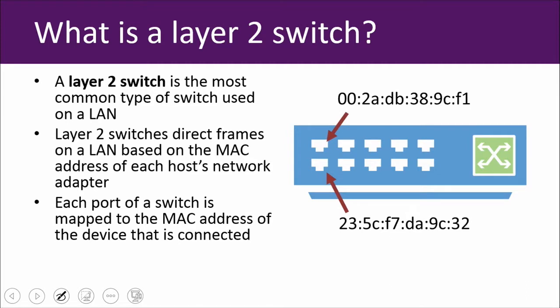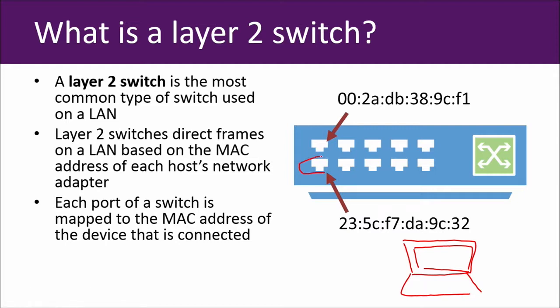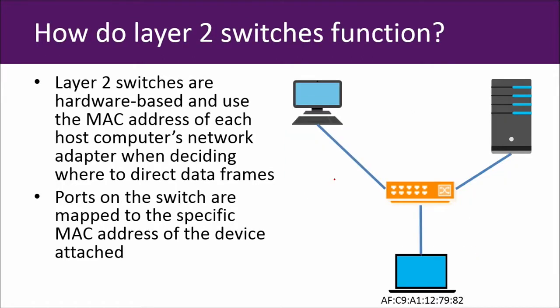So you might have two computers. Maybe we have a laptop down here that features that MAC address of 23.5C, F7, and so on. This port right here is then going to be dedicated to that MAC address. So these layer 2 switches function simply using the MAC address to dictate where information is going to go.